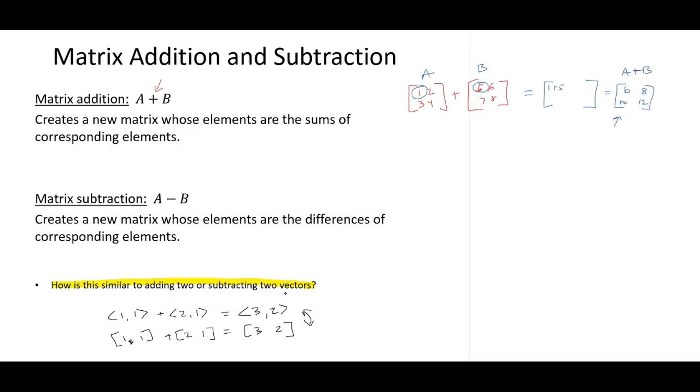In fact, a lot of people think of vectors as just matrices themselves, and that's going back to the definitions when we called them row and column vectors. You can kind of see why. So it's almost identical in concept. You're just adding the corresponding pieces to get the sums and differences.